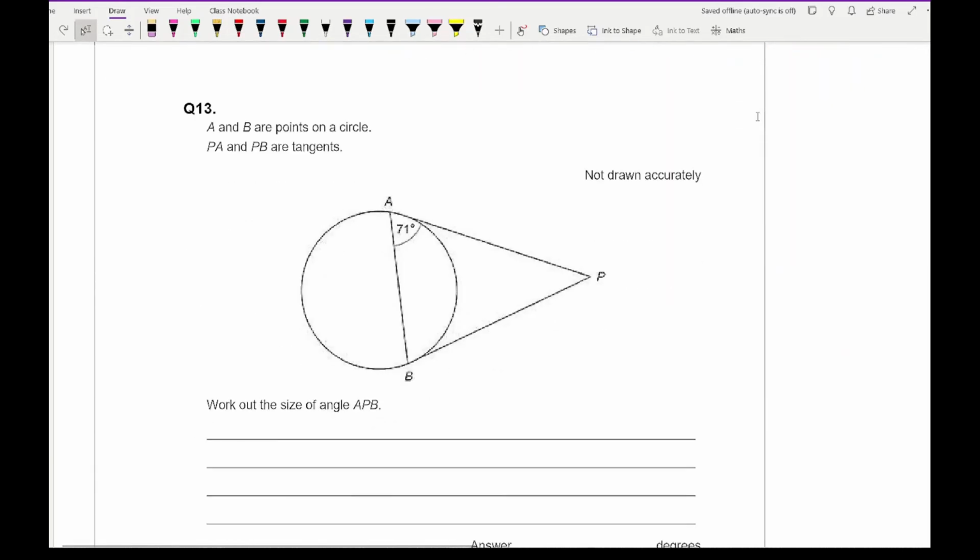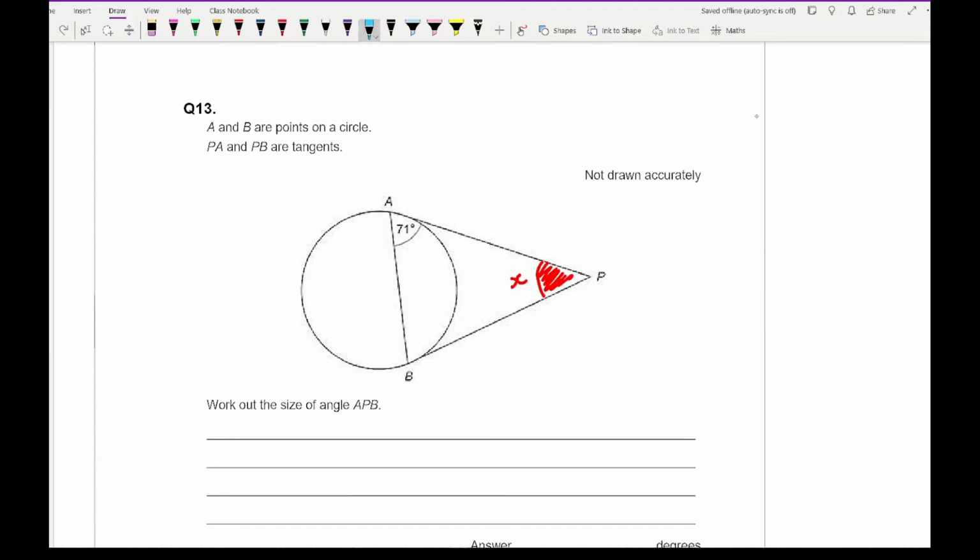Moving on to question 13. So this is looking at circle theorems. It says that A and B are points on a circle. PA and PB are tangents. Work out the size of APB. So we're asked to work out what this angle here is. So let me just label that as x.